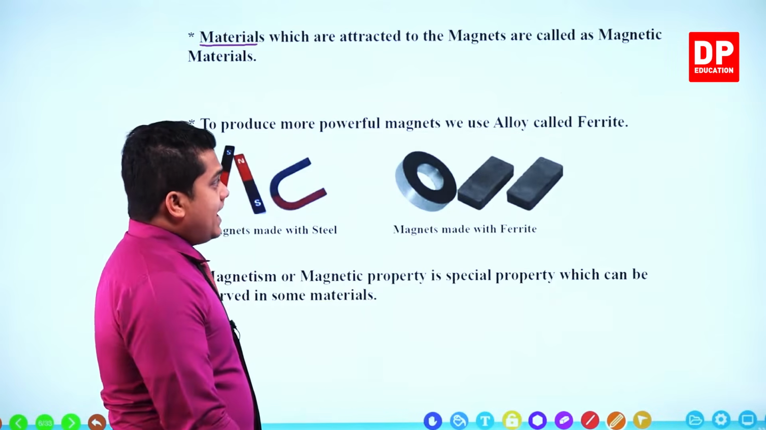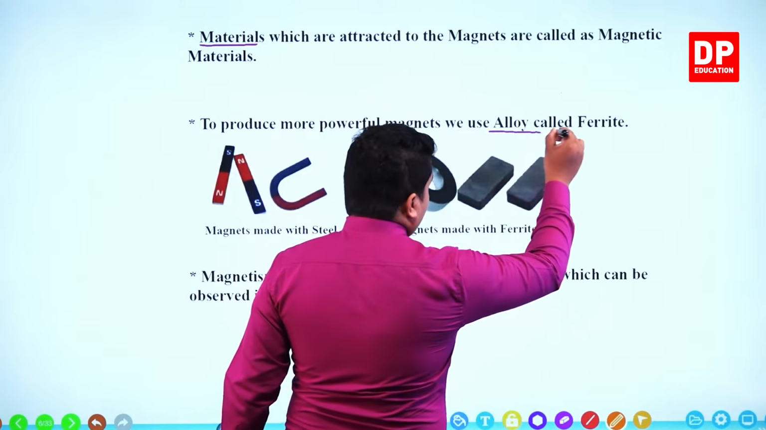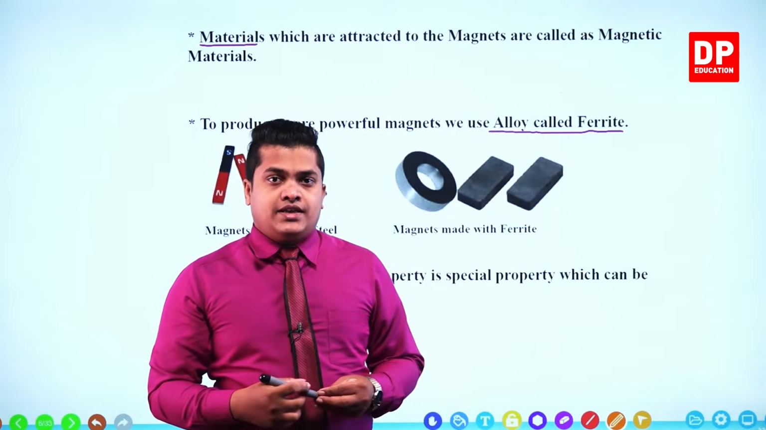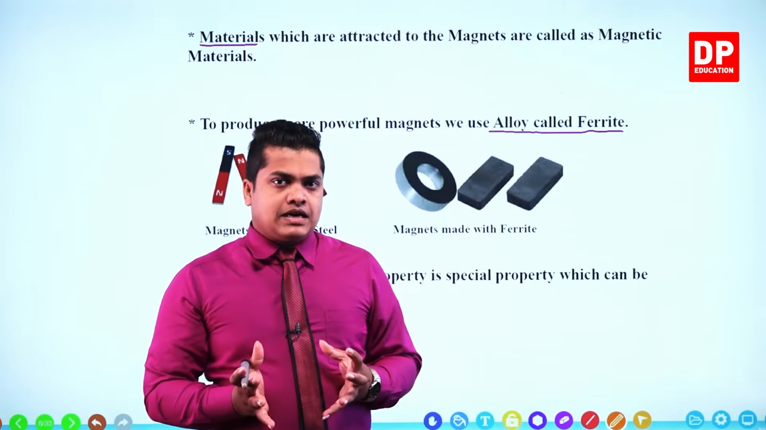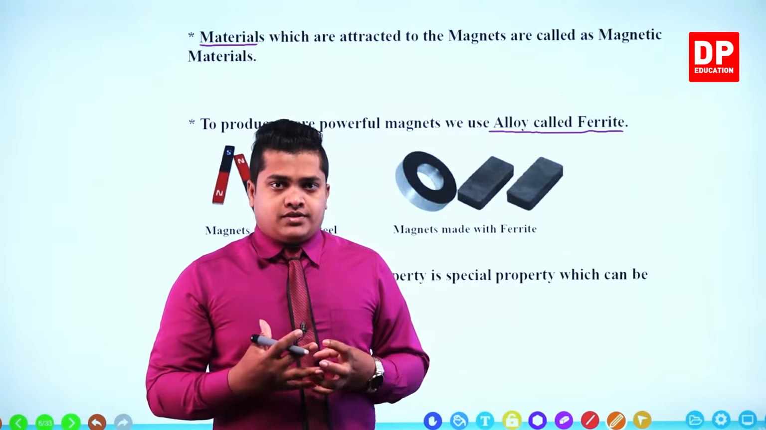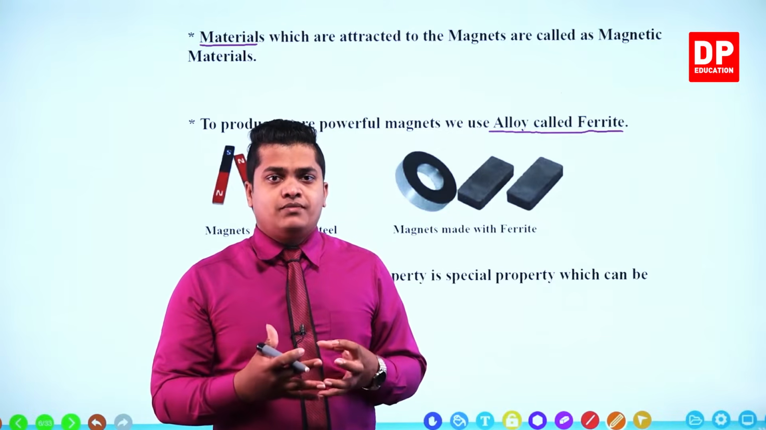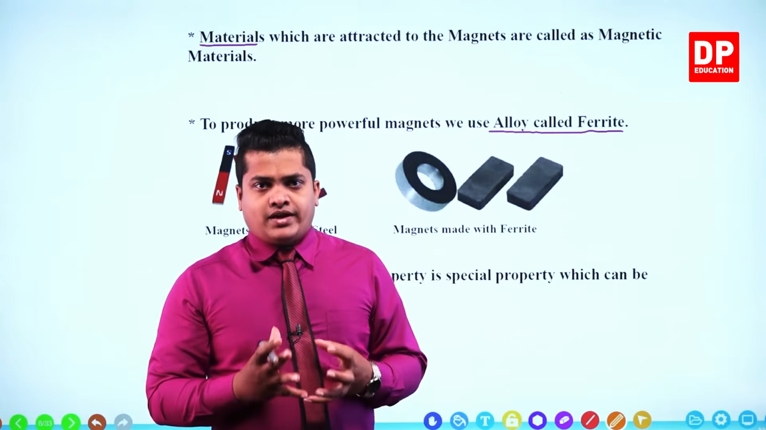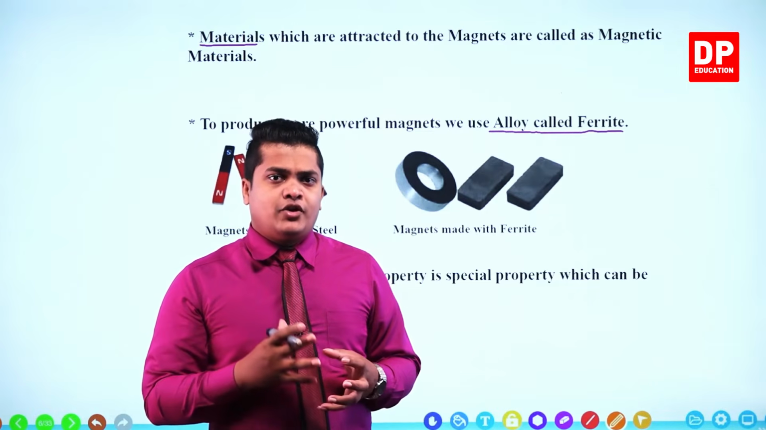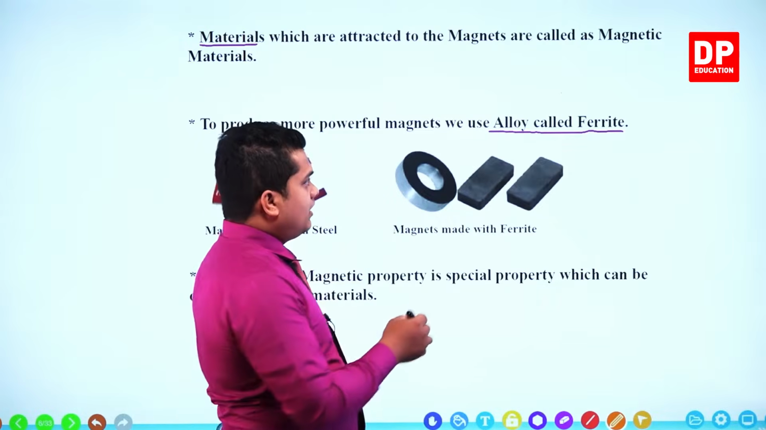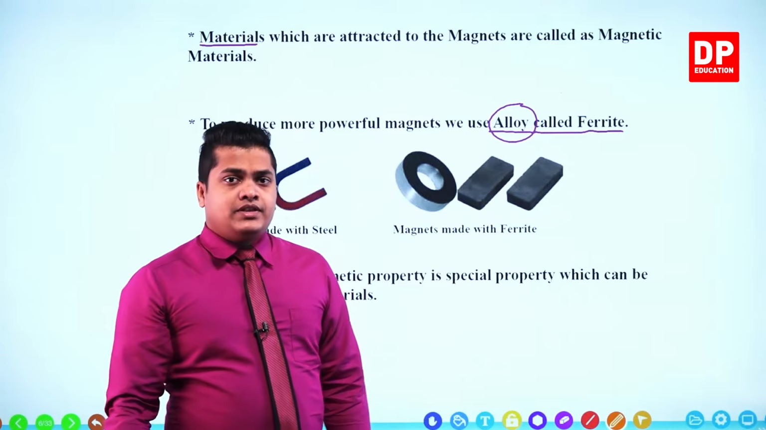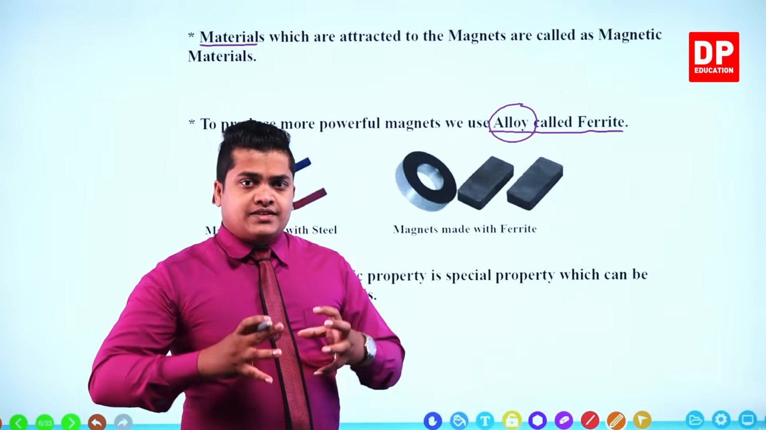Most of the time we use iron or steel to produce magnets. But in certain instances we need more powerful magnets. To produce those powerful magnets, we use an alloy called ferrite. But what do you mean by an alloy? Alloy is a type of metal.